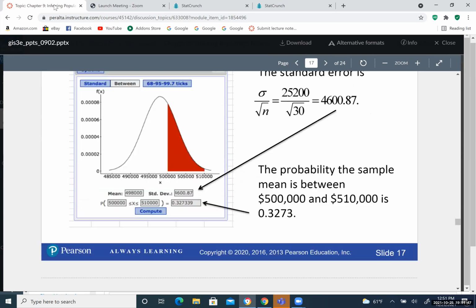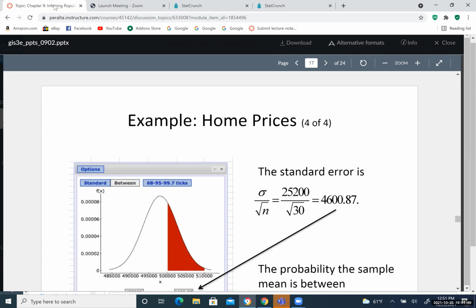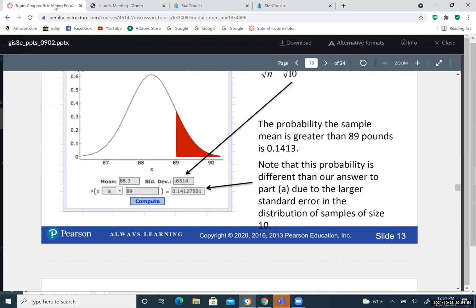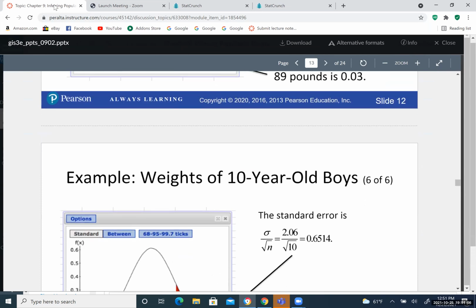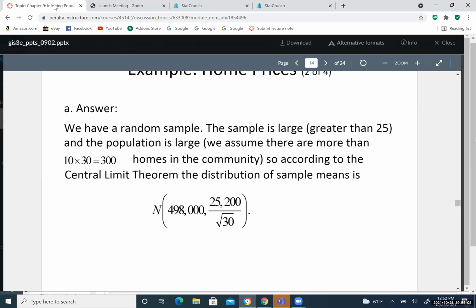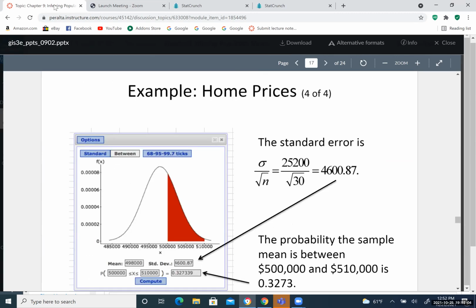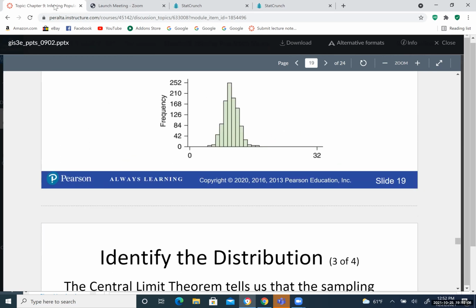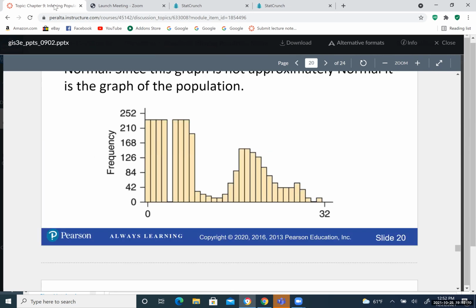The important part here is these 2 examples, home prices and the weights of 10-year-old boys. You need to practice these 2 over and over. And the next example, about identifying distribution, you can ignore this part. It's not clear at all.